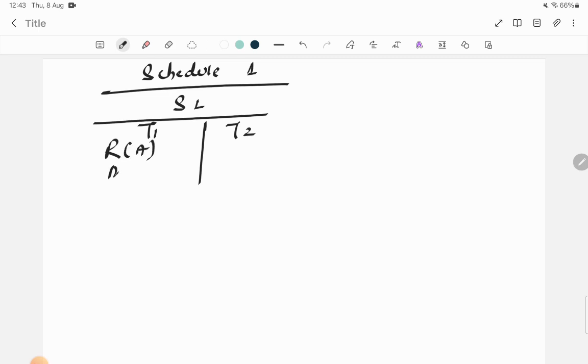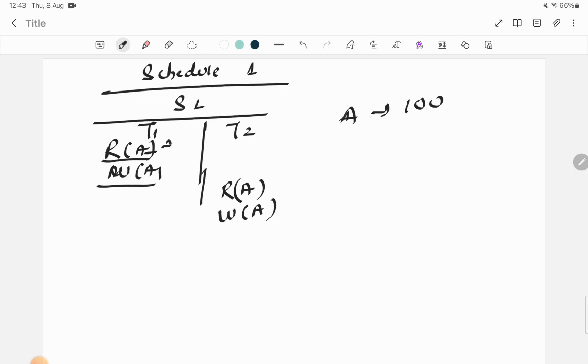Suppose the first one is on a data item A. So in the first transaction we are going to read that A value. After that we are going to write or update the A value. Then in T2 we are going to read the A value and write the A value. Suppose the value of A is 100 initially.